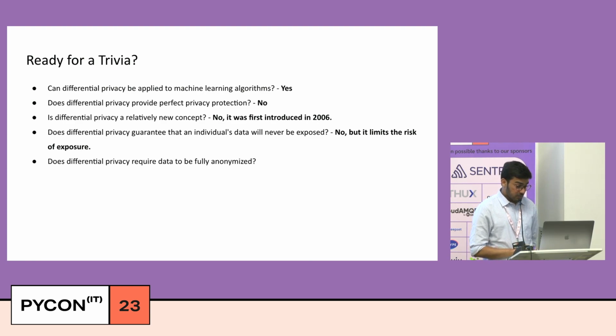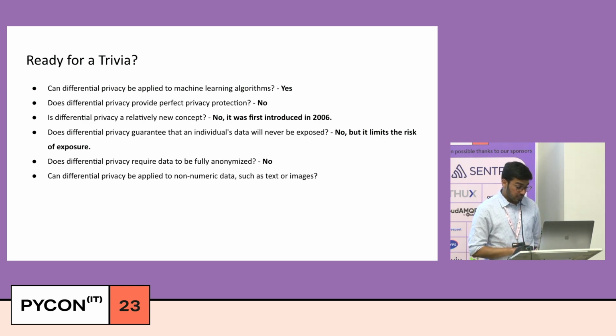Then, does differential privacy require data to be fully anonymized? Obviously, as we see, we do not need any anonymization. We can still keep all our attributes, but add noise and use epsilon values accordingly.